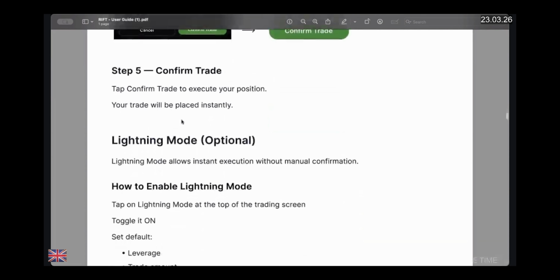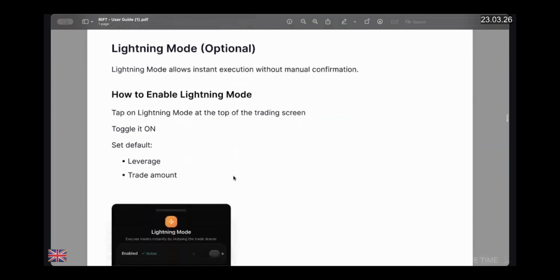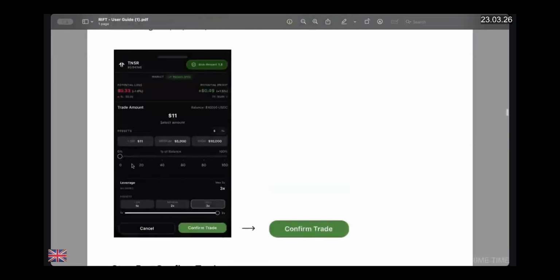Then there is lightning mode, which is optional, which you can enable to execute multiple trades at a very fast pace and speed. If you want to execute multiple trades at the same time and do it over and over, lightning mode is made for you. It allows you to execute instant trades without manual confirmation again and again. So you don't have to select the amount again and again, you don't have to select leverage again and again, and you don't have to confirm the trade again and again.